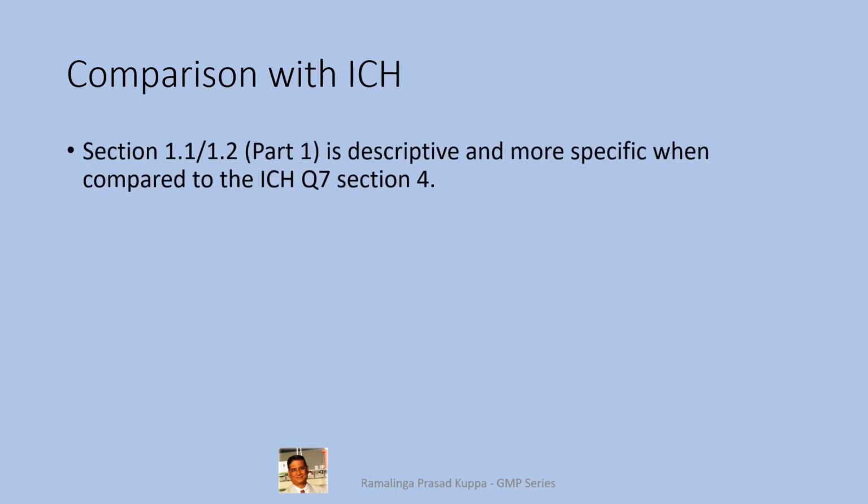Section 1.1 and 1.2 of Part 1 is descriptive and more specific when compared to the ICH Q7 Section 4. While Section 1.1 and 1.2 of Drugs and Cosmetics Act and rules prescribe specific requirements, Section 4 of ICH Q7 is flexible and provides manufacturers other equivalent options. However, it should be justified to meet the requirements scientifically.